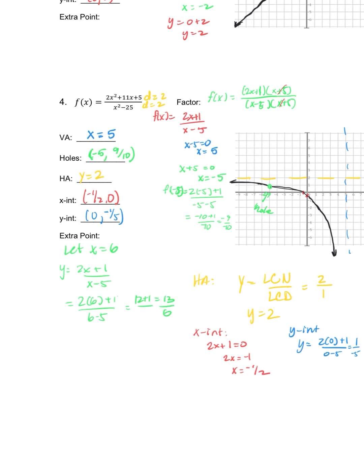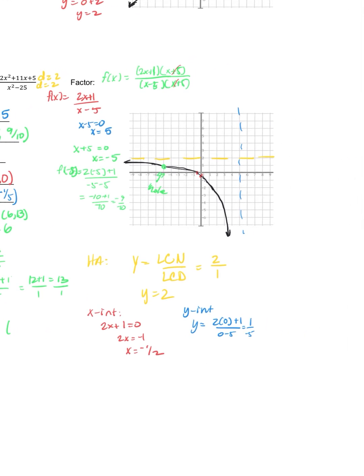Excuse me, 6 minus 5 is 1, so we have 13. So the extra point is (6, 13). I'm going to go over here and plot that. 6, so 13 is way up here. So we know the graph has to go this way. Okay, the end behavior tells me it has to get close to this, and then go out that way.